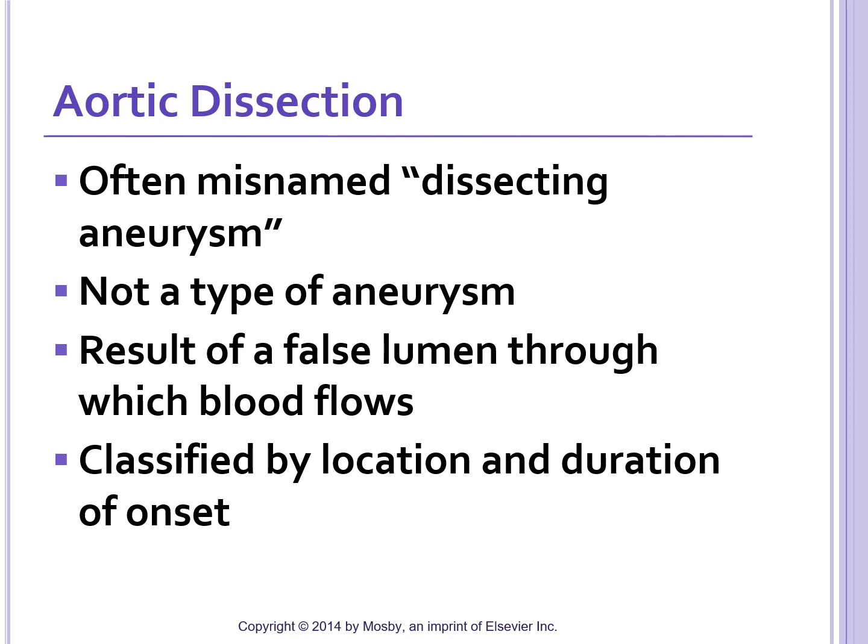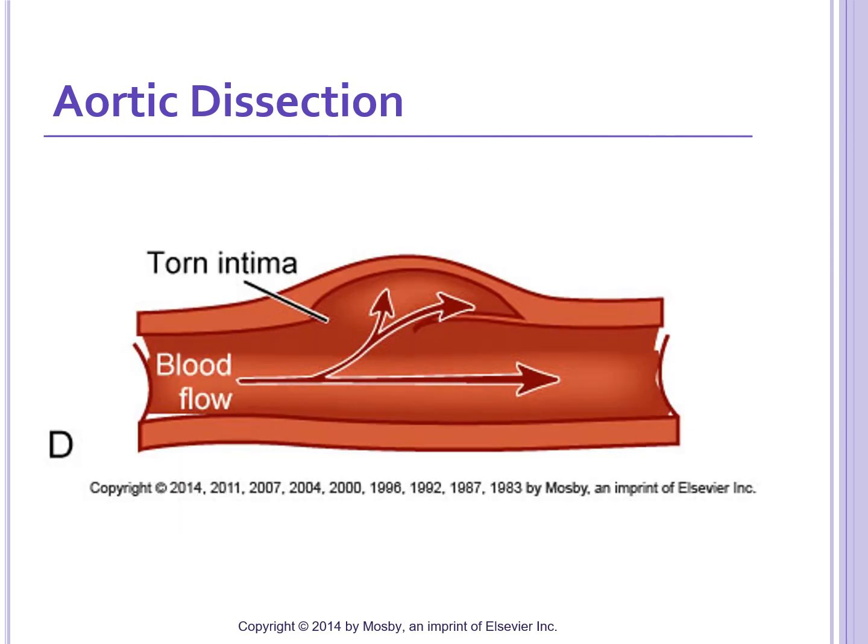Now we're going to be talking about aortic dissection. So aortic dissection is not a type of aneurysm. It results when there's a false lumen that is formed, which blood flows through. And we'll see the picture in just a second. So as you can see in this picture, there is a tearing of the innermost lining of the artery, and it creates this false pathway.